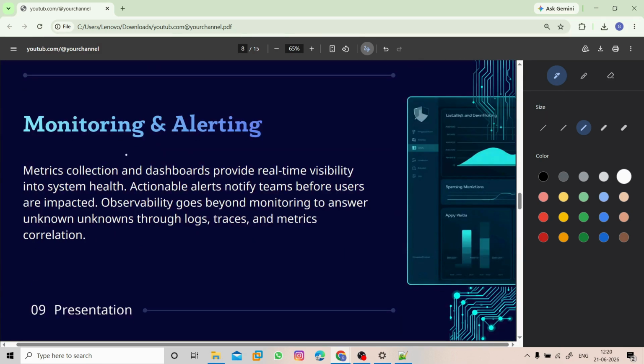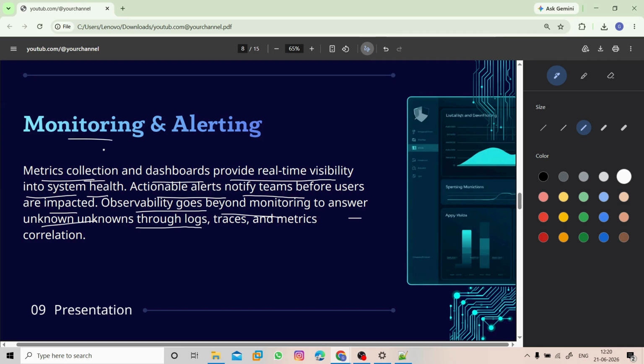Next, monitoring and alerting. As I told, metrics collection and dashboards provide real-time visibility into system health. Actionable alerts notify the systems before users are impacted. Observability goes beyond monitoring to answer unknowns through logs, traces, metrics and correlations.